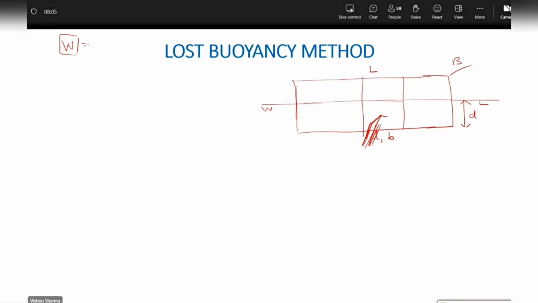If the displacement of the vessel is W tons, let's say 10,000 tons, then what is the volume of buoyancy? Volume of buoyancy is V, that is L, B, D. And that is the sum total of V1, V2, and V3. This V will be the sum total of V1 plus V2 plus V3. Yes or no, beta? Correct, guys?